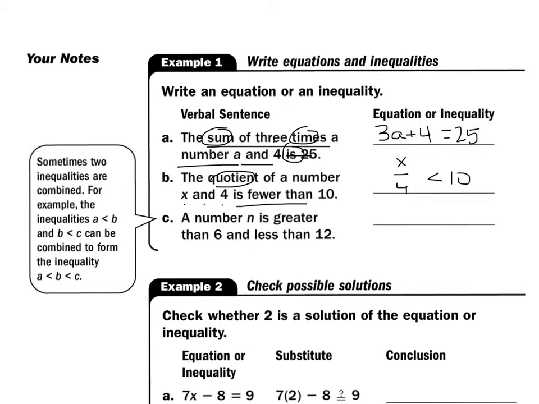So I'm going to take in red and I'm going to read the one of the two inequalities that's taking place here. N is greater than 6. Okay, that's one of our inequalities. And less than 12. Well, that's actually N is less than 12. So you've got N in two different parts of this compound inequality. N is going to go in the middle.